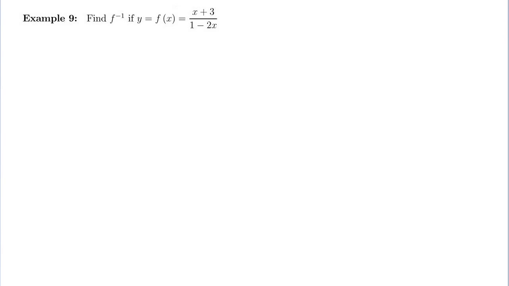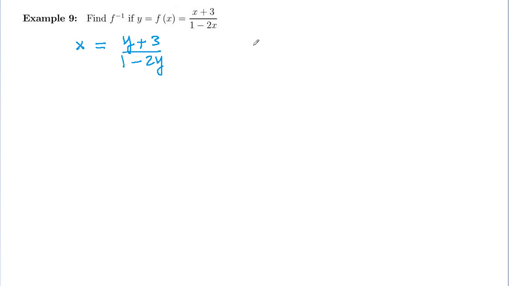So let's try finding f inverse again with another example. So here we want to find f inverse if our y equal f of x is (x plus 3) over (1 minus 2x). So first thing we want to do is interchange x and y. So this will become x equals (y plus 3) over (1 minus 2y).